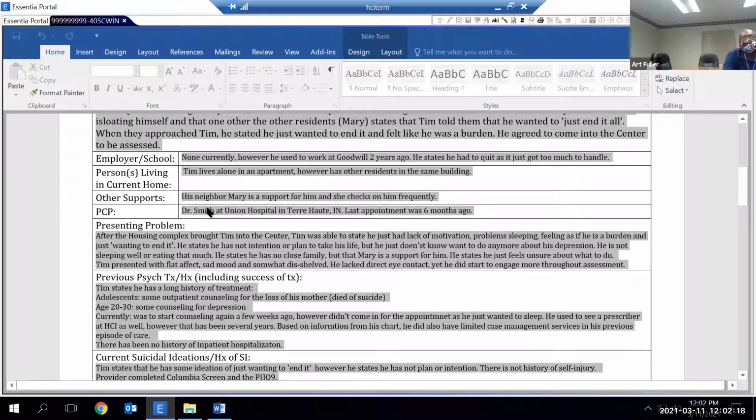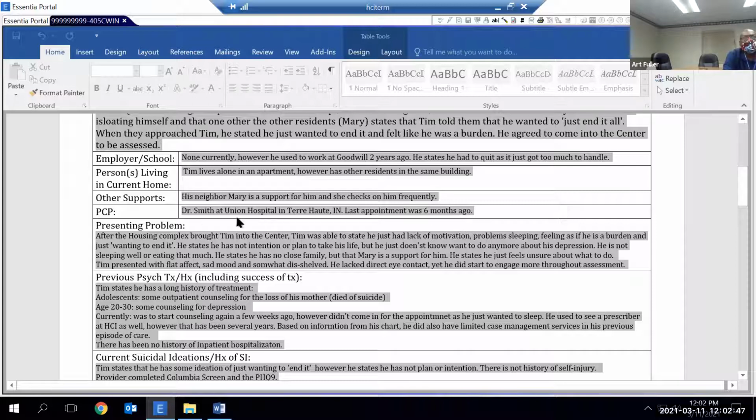Other supports. This is where we tend to maybe not think broadly about other supports. A lot of times those that we assess don't have a lot of supports, but we need to keep our ear out if there's a neighbor, a friend, an informal support that we feel would be good for this person to reach out to. So again, the neighbor, Mary, is the one that checks on him frequently. We want to make sure that we put that in our assessment.